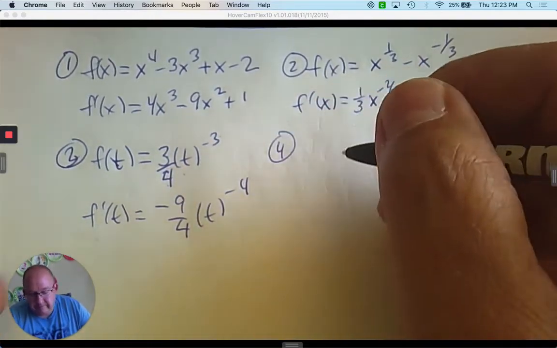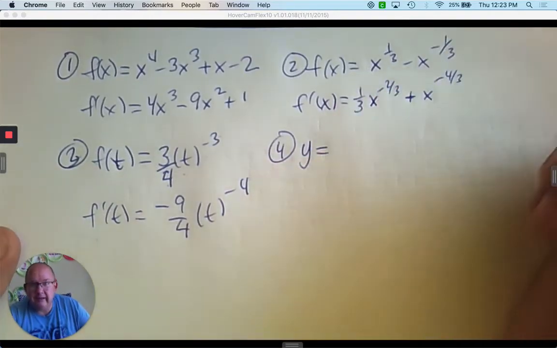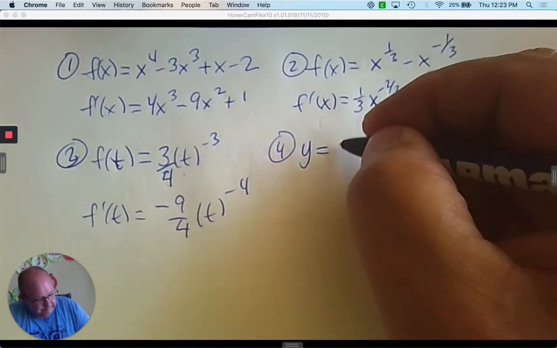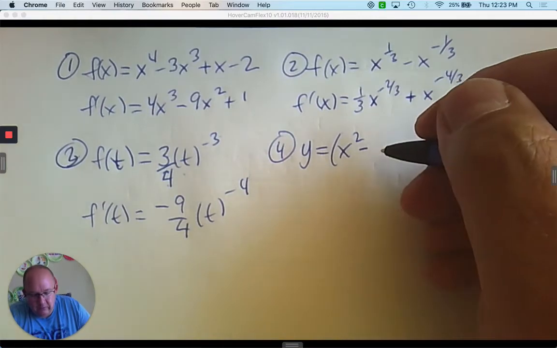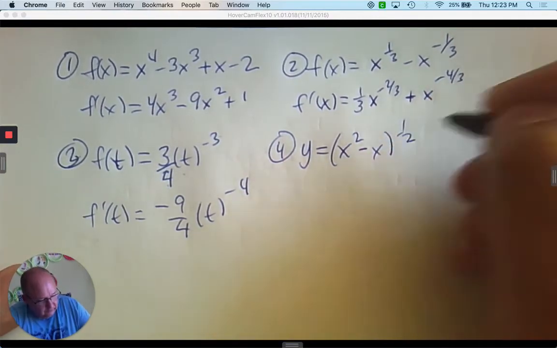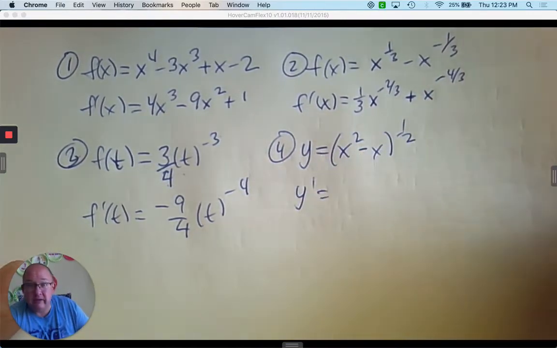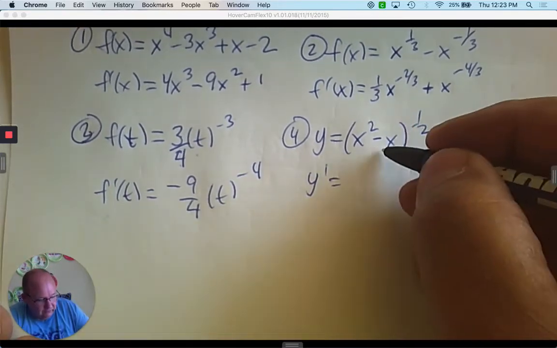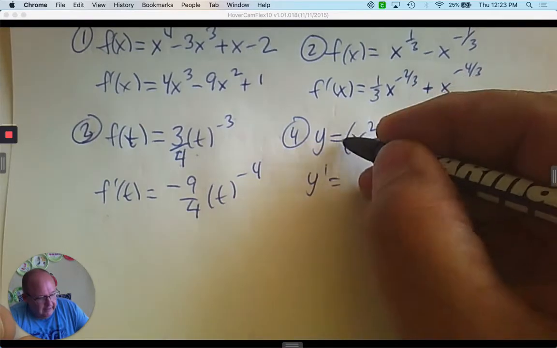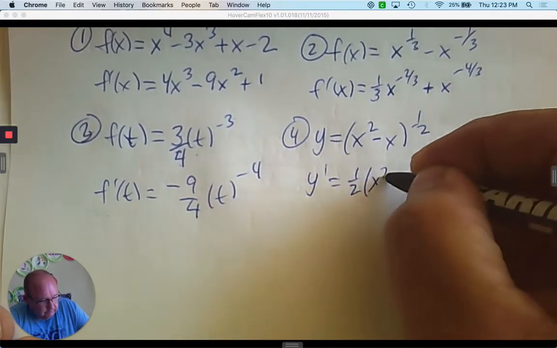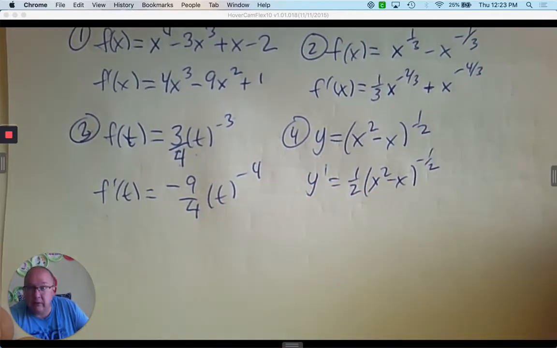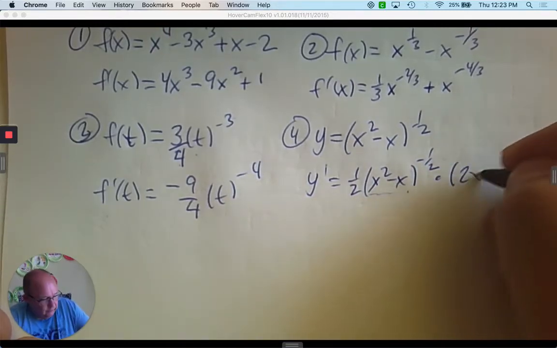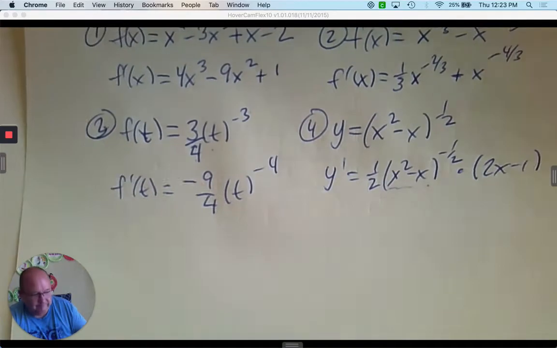Number 4. Again, right away I'm going to write it. Can you write it calculus friendly? Press pause. How can you write that better? So I'm going to write down x squared subtract x to the exponent 1/2. Then when I take the derivative, I'm going to use the chain rule, which is really the power rule, just having a chain connected to it. So 1/2 times 1 in front, subtract 1 to the exponent. Then what's the derivative of the base? That's 2x minus 1, and it's done.